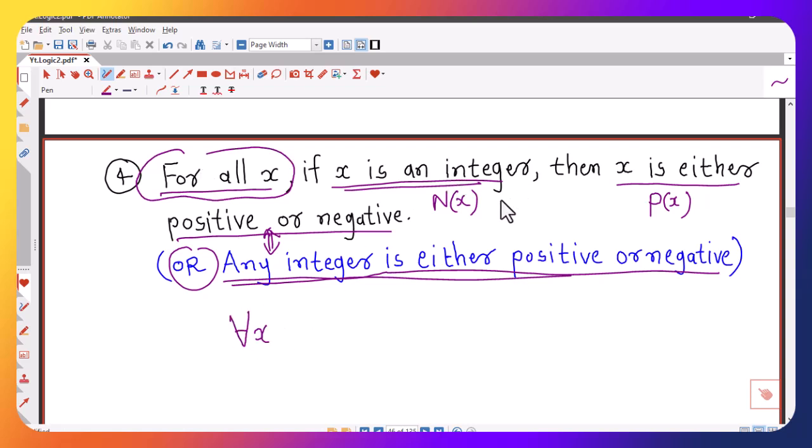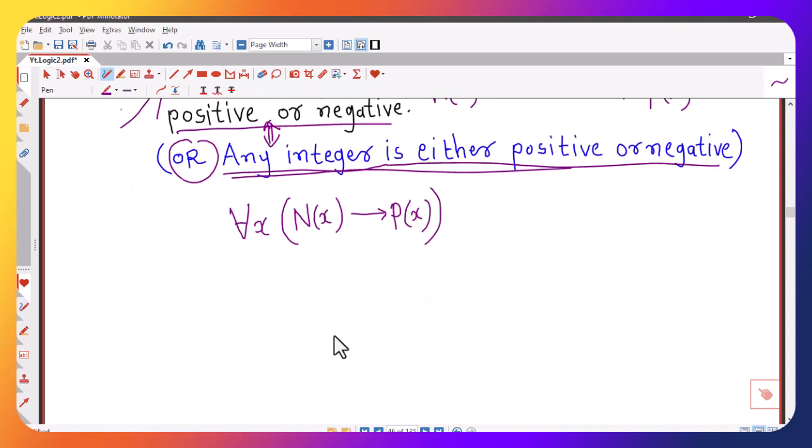Then here also we have a conditional statement. If x is an integer, that is, if N(x), then x is either positive or negative, which is denoted by P(x). So N(x) implies P(x) is the representation of this statement in symbolic form using quantifiers.